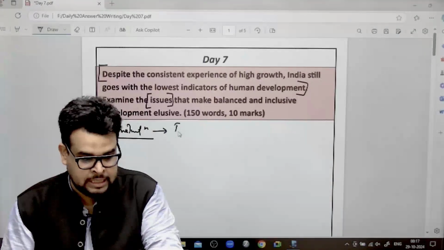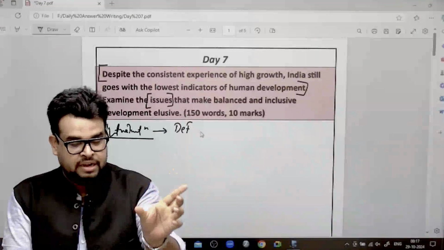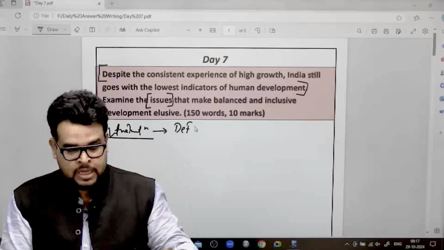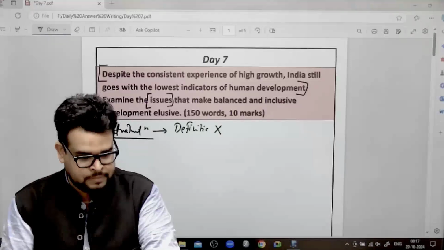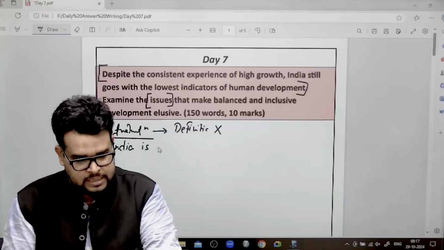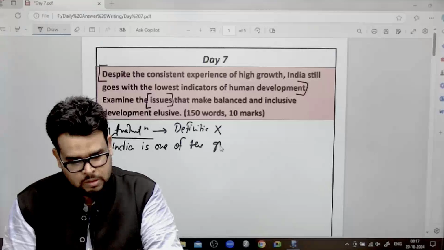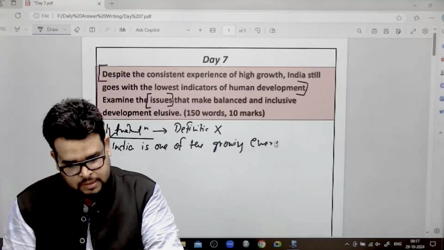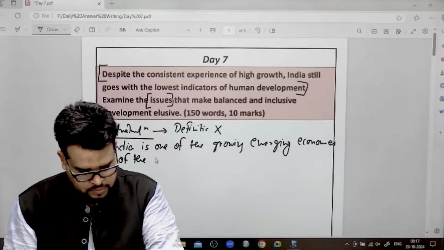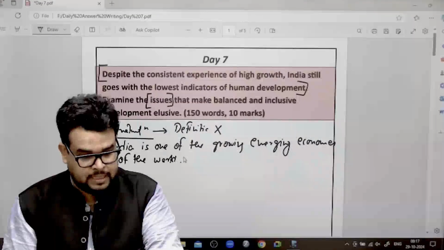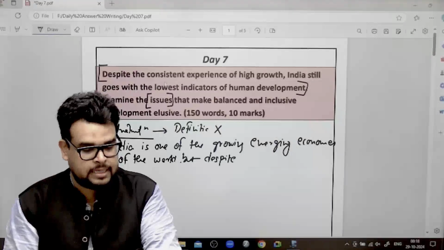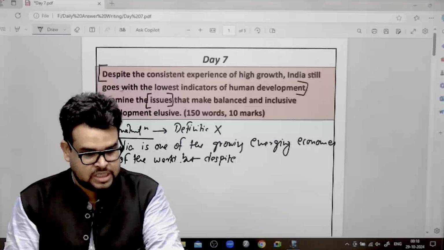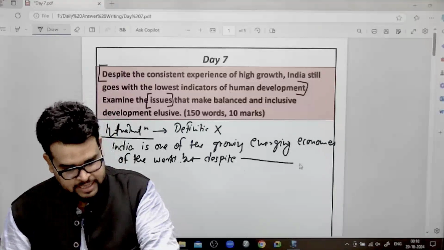Yes. So in the introduction, just like yesterday when we talked about the demographic dividend and all, we tried to define the demographic dividend. Here it is not required. So what I'm trying to tell you is, we cannot start with a definition. So I can write like this, that India is one of the growing emerging economies of the world. Okay, but despite, now I will write this whole statement, but despite the consistent experience of high growth, India still goes with the lowest indicators of human development. So I will write this particular line over here.